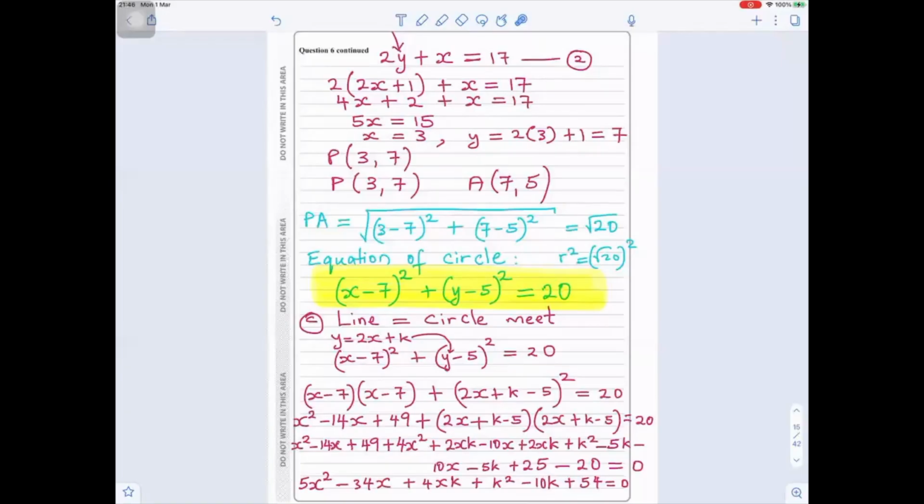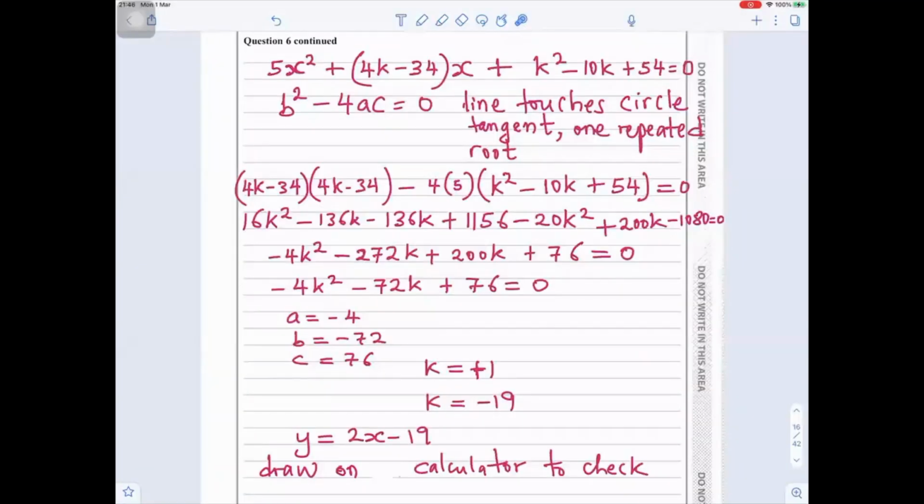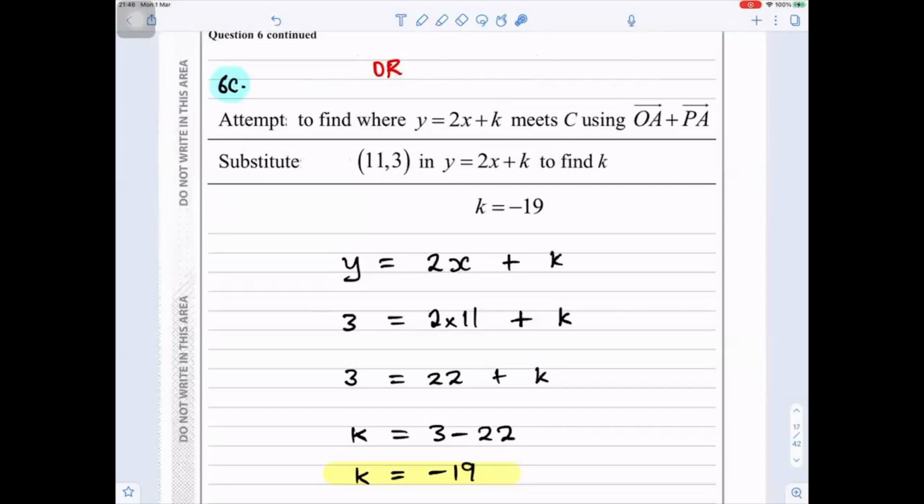One way to do question 6c. Question 6c continues. And the easier way to do question 6c.